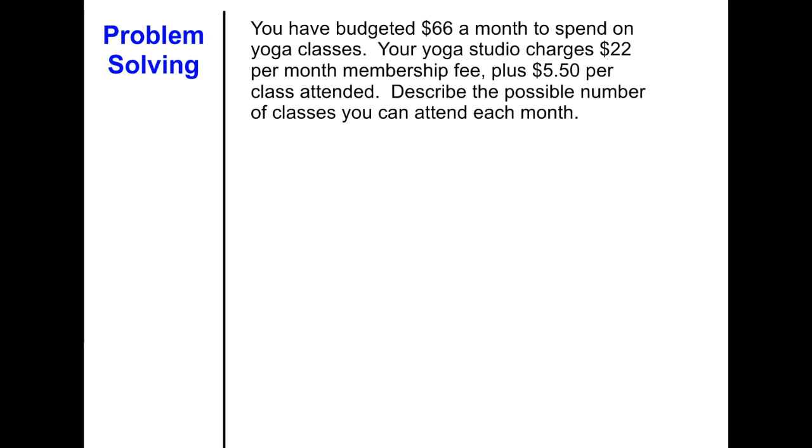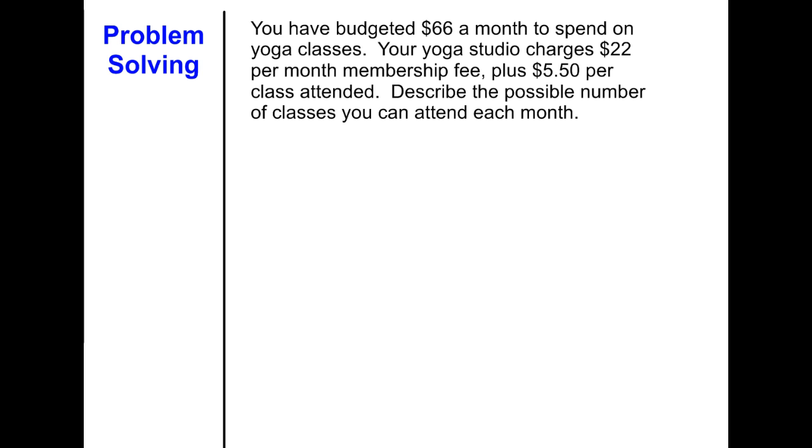All right, I'm only going to do one word problem for you guys, and I'm going to actually do it with you right now so you guys can see how to do it. You have budgeted $66 a month to spend on yoga classes. Your yoga studio charges $22 per month membership fee plus $5.50 per class attended in that month. Describe the possible number of classes you can attend each month.